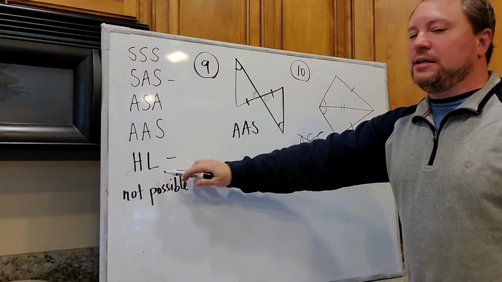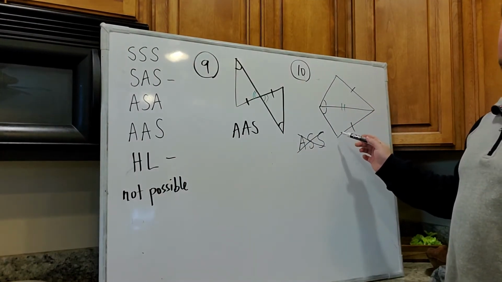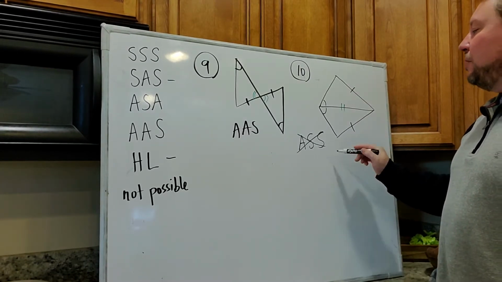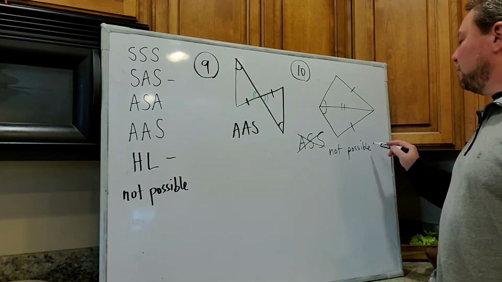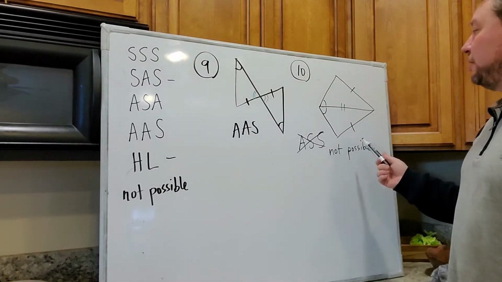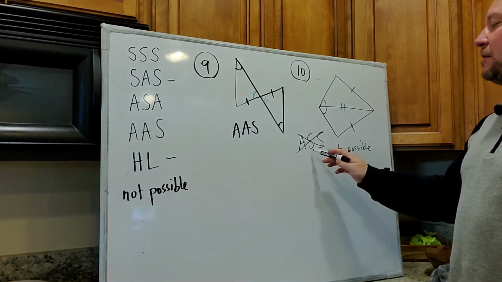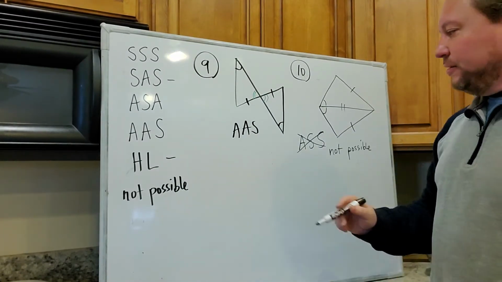The only time you can is under HL, but I have no indication that those are right angles. Don't assume that those are right angles. So this one is not possible. We put down not possible. It's not possible to prove the triangle is congruent. They could be. We just can't prove it. Okay, remember you can't spell donkey except for HL and you call it HL. Don't call it donkey.